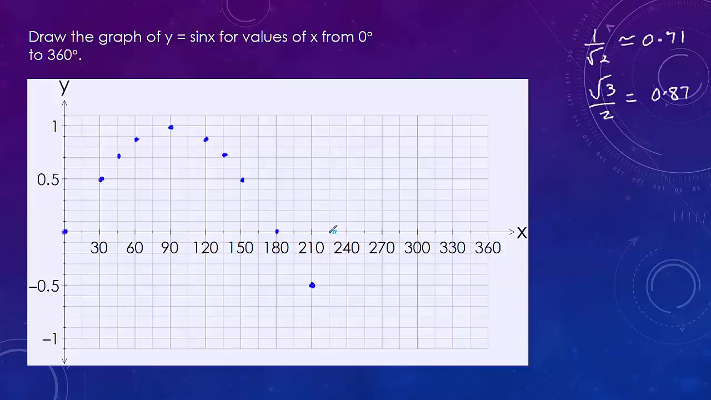and we had 225 was negative 0.71, 240 would be negative 0.87, 270 is negative 1, and then 300 would be here, 315 about here, 330 here, and 360 here. And then we'll join those up as best we can to give us our sine wave.